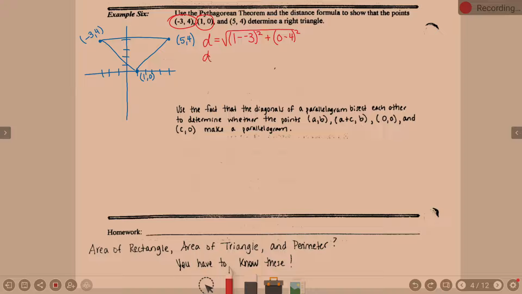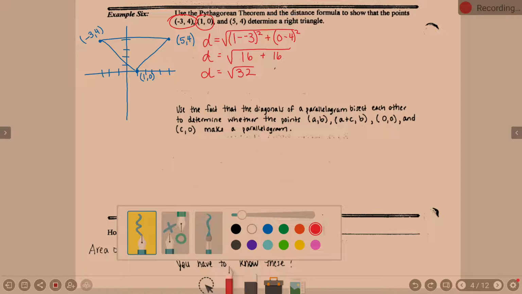So now, what do we have here? 1 plus 3 is 4, 4 squared is 16, 0 minus 4 is negative 4, negative 4 squared is 16. We have the square root of 32. I would leave it like that. Because what do we have to do when we put these numbers into the Pythagorean theorem? We're going to have to take these numbers and square them, yes? And it's a lot easier to square this than a decimal. So I would just leave it a square root of 32.